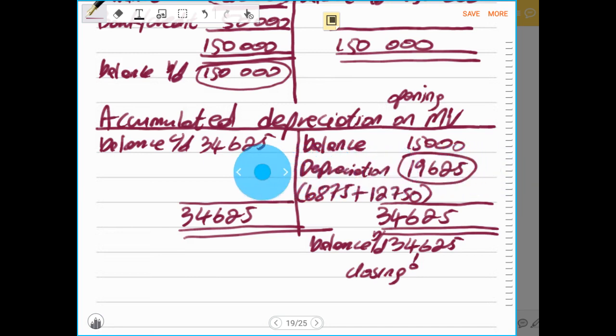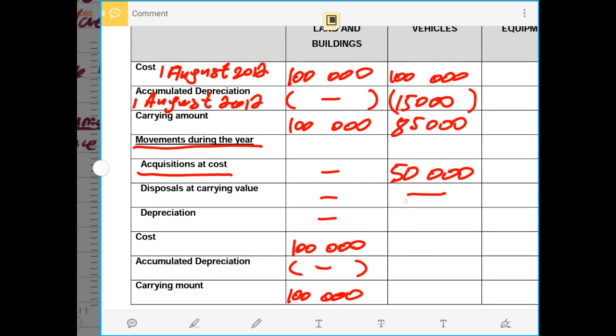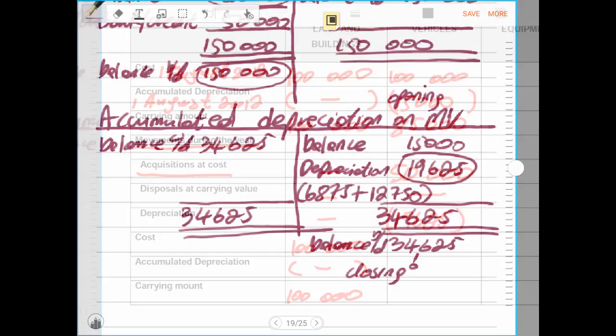So now we write 19,625 as the depreciation for vehicles for the current year. Remember, this has to be negative because depreciation reduces the value of the assets. At the end of the year, we must have a cost of our vehicles, and that is the closing balance in the ledger account.